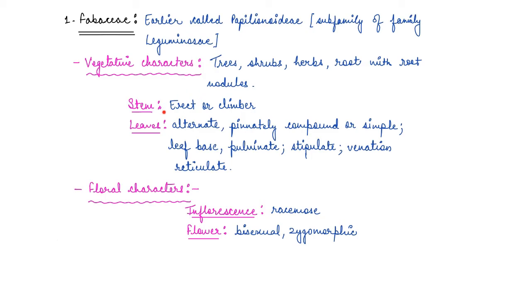Then the stem is either erect or climbing. The leaves are alternate, pinnately compound, or either simple. Leaf base is pulvinate, stipulate, and venation is reticulate, right? Reticulate venation. Now let's come to the floral characters. So guys, you'll have to remember all these things, okay? So now let's go to the floral characters.